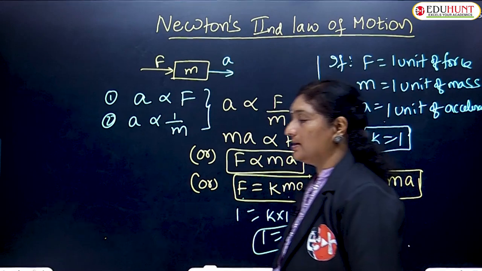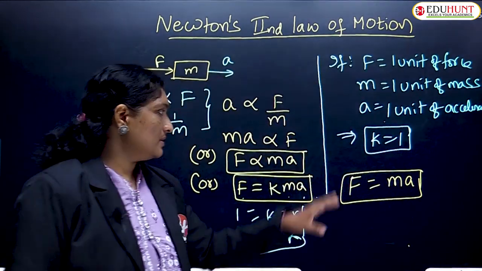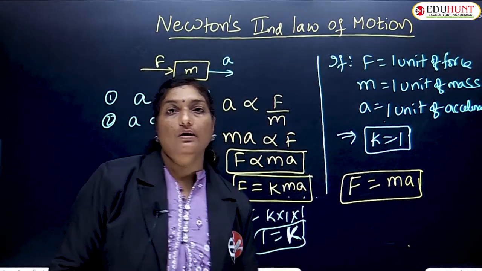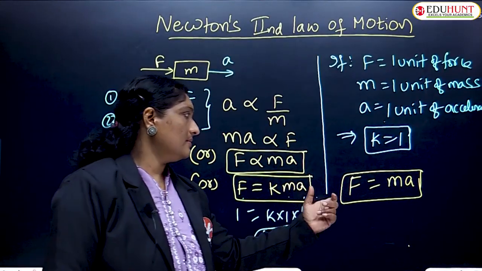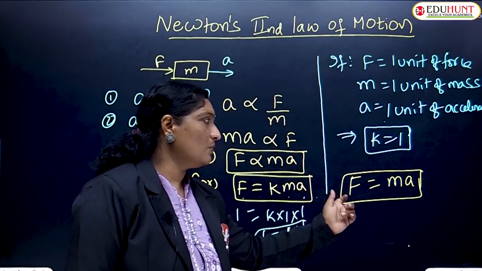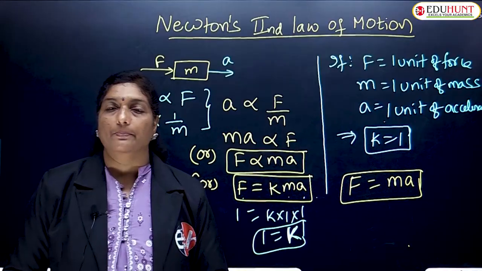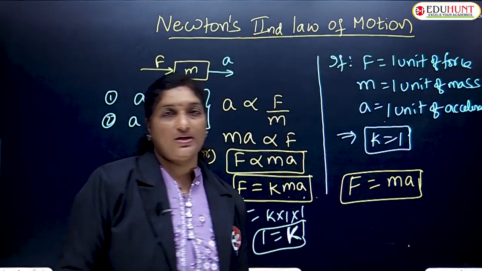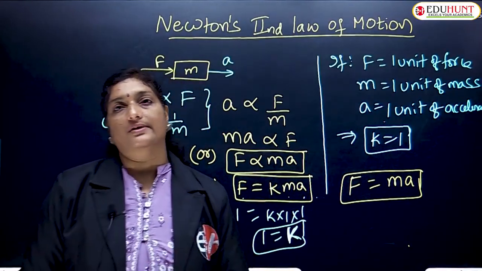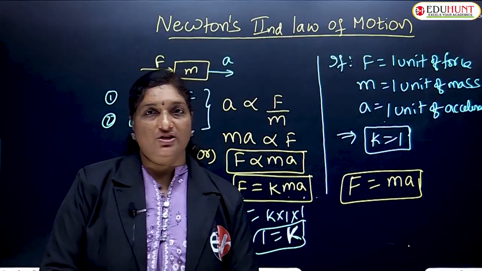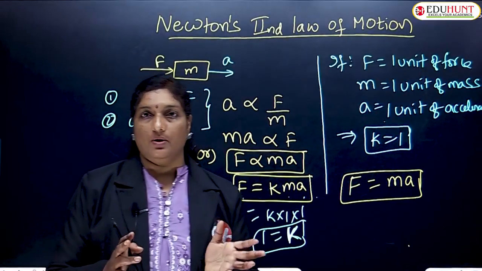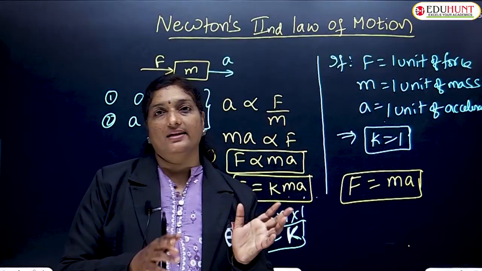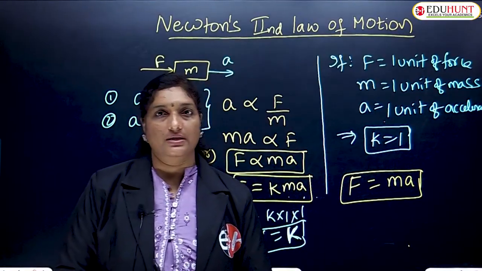Based on this formula, or based on this method, we can state Newton's second law as: the net force or the resultant force acting on a body is directly proportional to the product of the mass of the body and acceleration of the body. And remember that the force acting on the body is always in the direction of the acceleration produced inside the body.